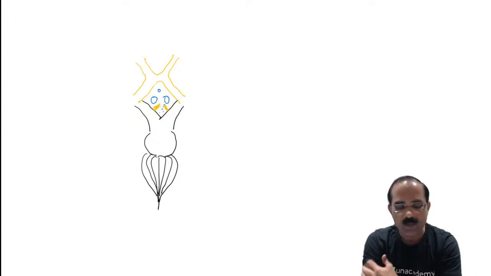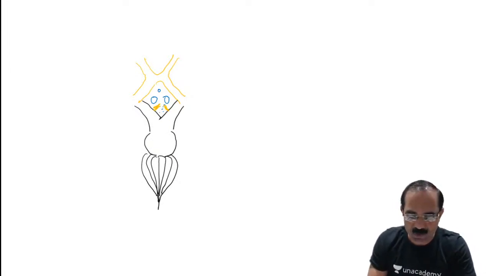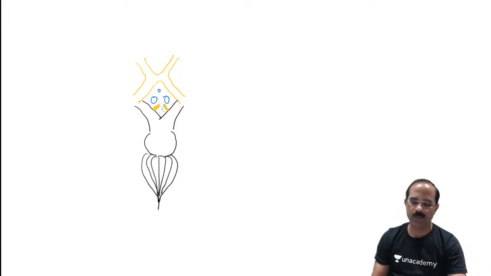Yes, interpeduncular fossa, correct, Adi. So there's a nerve which lies here, and this is the oculomotor nerve. Oculomotor nerve lies in the interpeduncular fossa, and there is a circle of Willis which lies here. Circle of Willis lies in the interpeduncular fossa. Clear to all of you? So that is a very important MCQ.